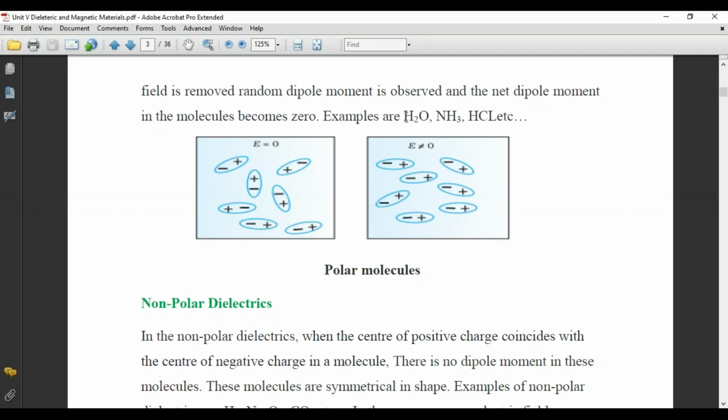Now you can see some examples. Water is a polar dielectric. Ammonia is a polar dielectric. And HCl, hydrogen chloride, is a polar dielectric. These are some examples of polar dielectrics.